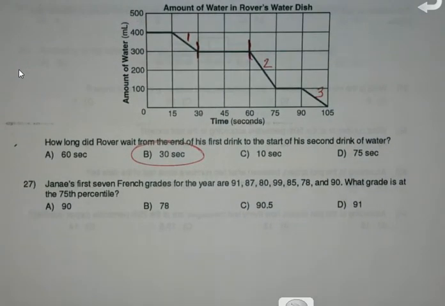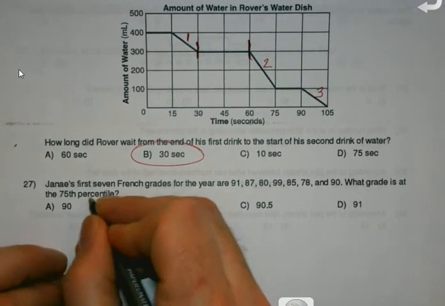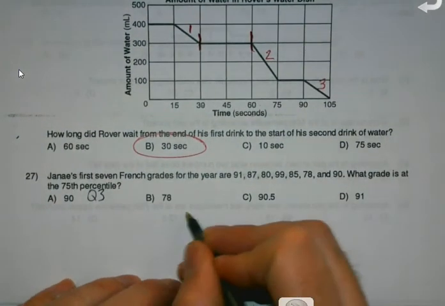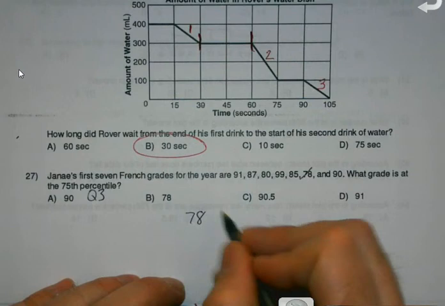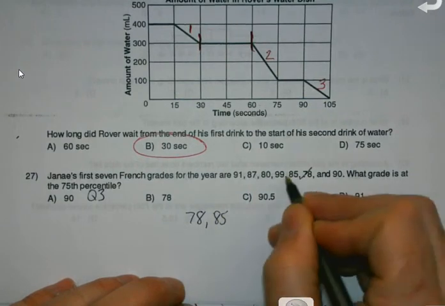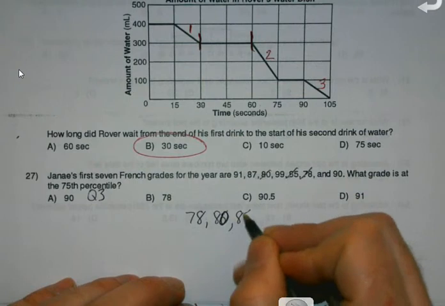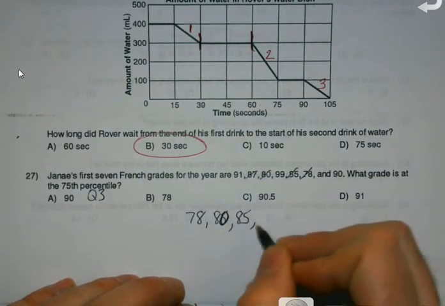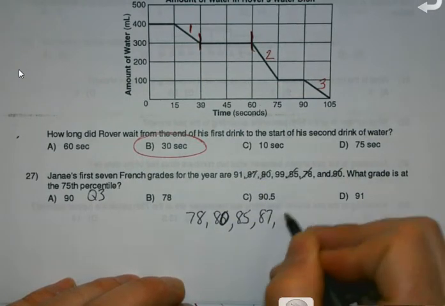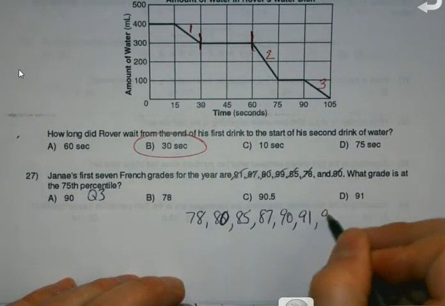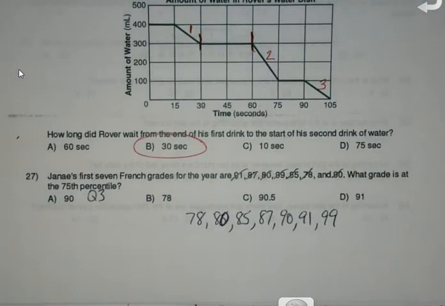So let's see what else we got here. Janae's first 7 French grades for the year are, here they are. What grade is at the 75th percentile, her Q3? So I got to put these in order first. So 78, 80, got to be careful. 85, 87, 90, 91, 99.